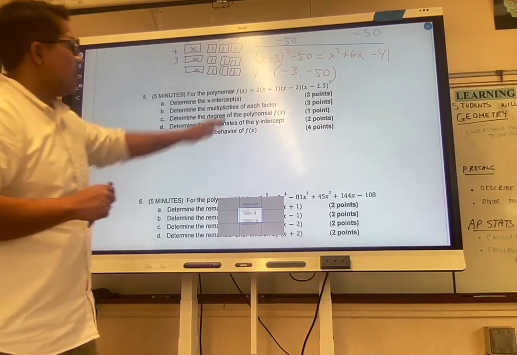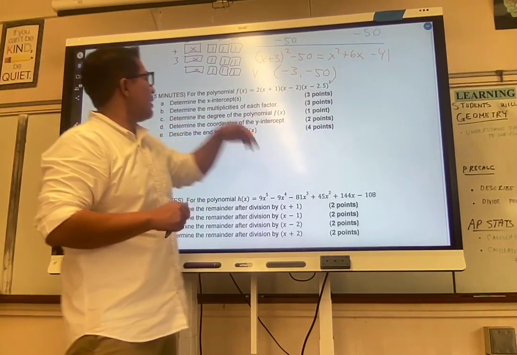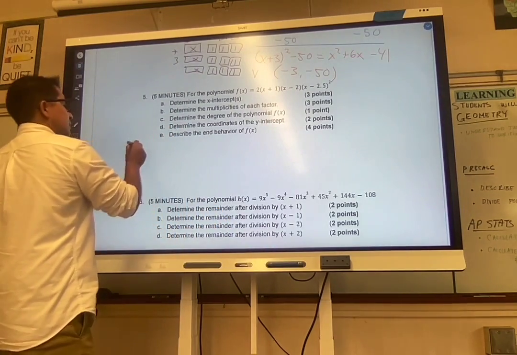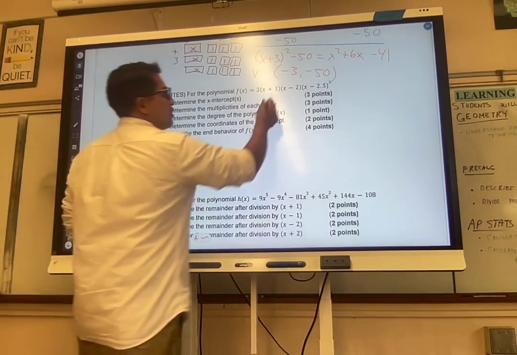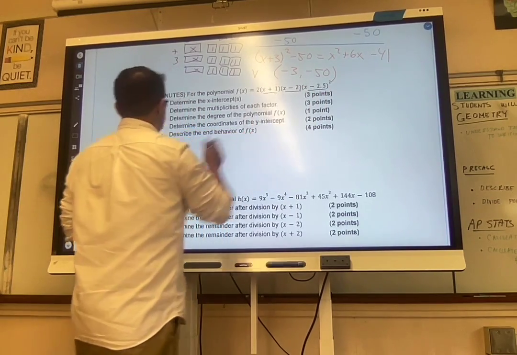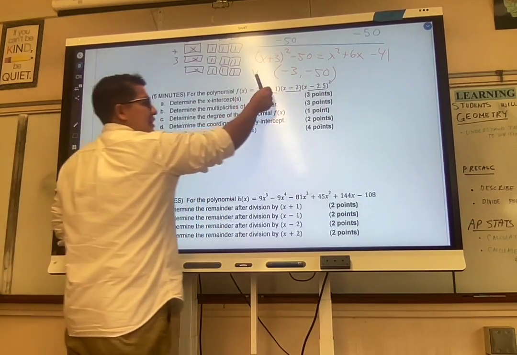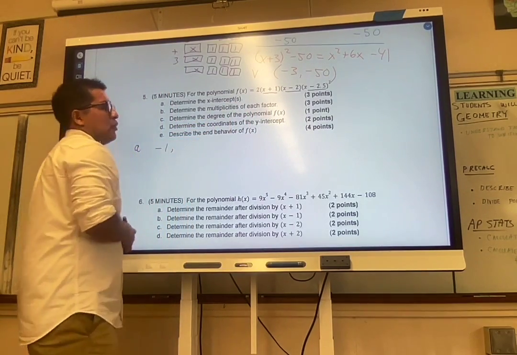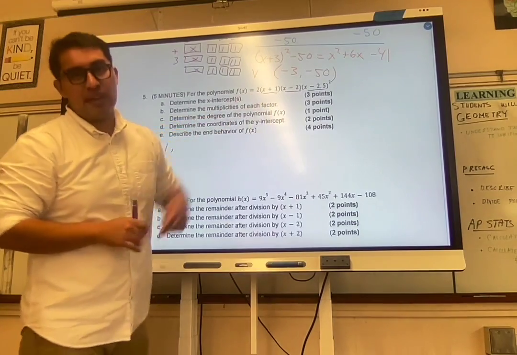Question 5. Here we have a polynomial. It's in factored form. Let's get through the questions. Part A, determine the x-intercepts. Easy. The x-intercepts show up in the factors here. And I see 3 factors. There's an x plus 1. So the x-intercept there is the opposite of the number there. So I would simply write minus 1. Okay, in the graph, it's going to cross through -1.